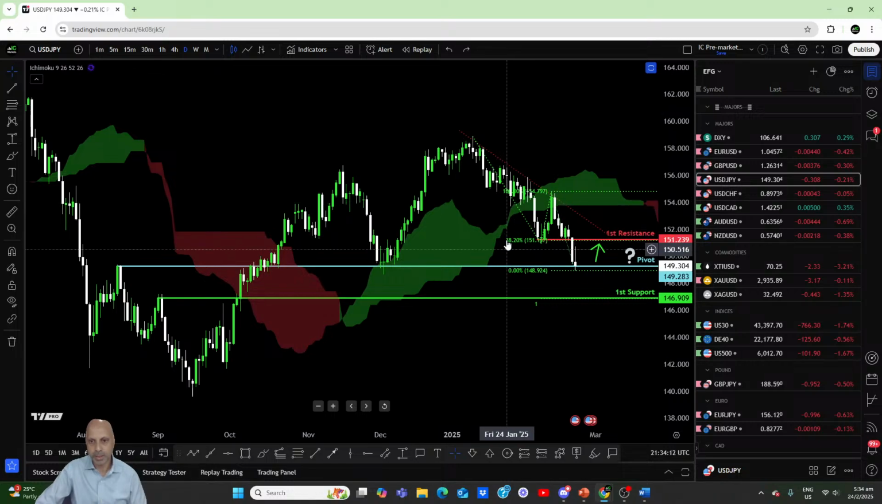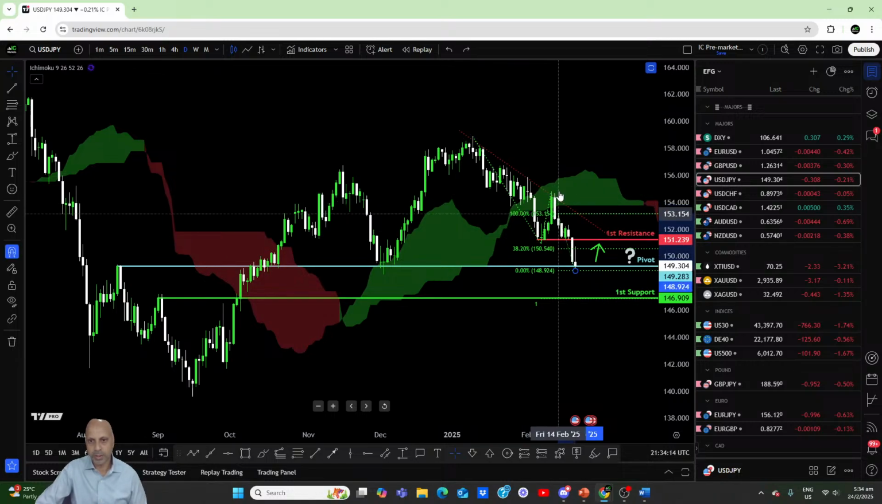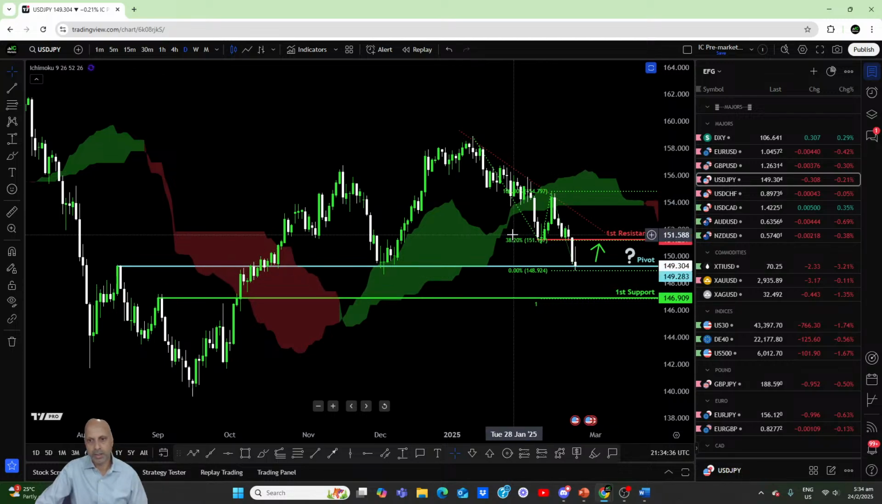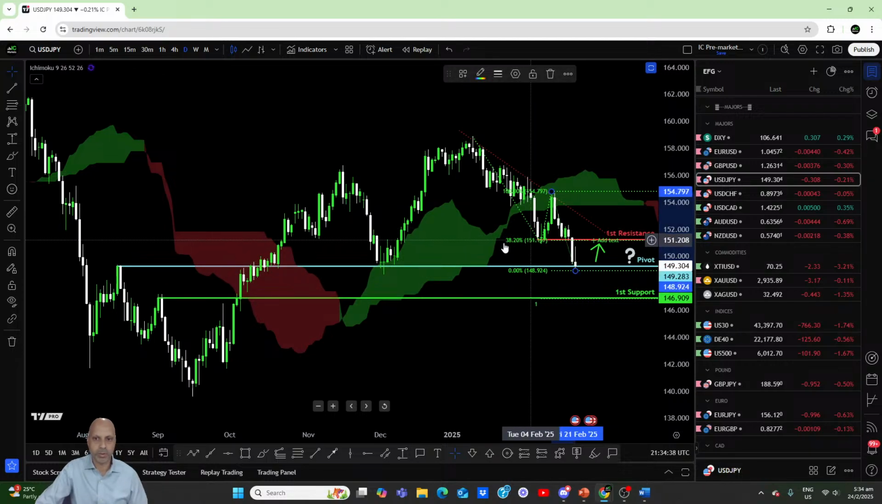So this retracement level was found starting from the swing high here on 12th of February, going down to the swing low here of last Friday on the 21st. Take note, this retracement is only going to be valid as long as the dollar yen stays above 148.92. If it drops below 148.92, in the sense that it makes a fresh low, then of course this retracement at 38.2% is no longer valid.